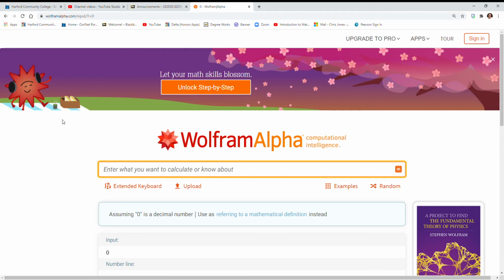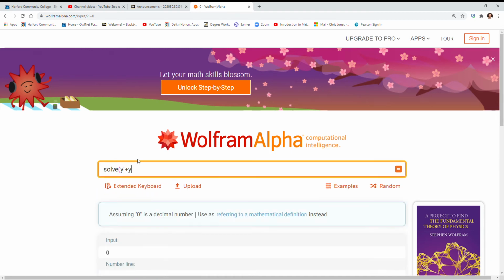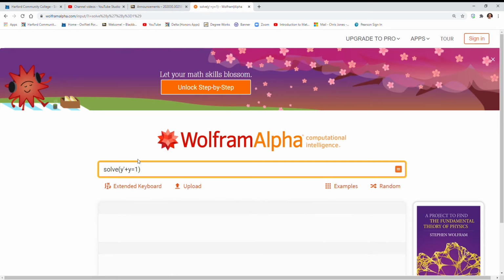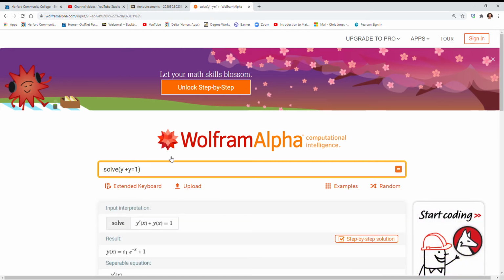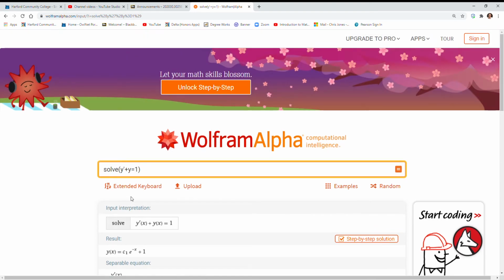So we've already seen how to solve differential equations. Earlier we saw something like if I wanted to solve y prime plus y equals 1, we could see very easily that it would go through and find it's a separable differential equation. If it was easy enough, it would classify it, and Wolfram Alpha would go through and solve it. But what about systems? Well, it does those as well.